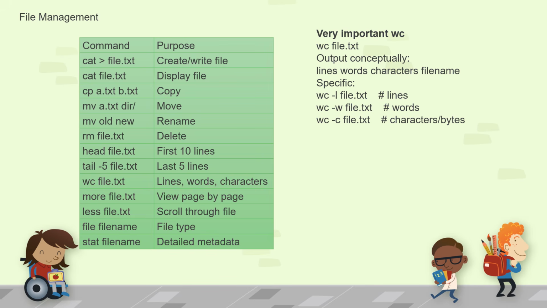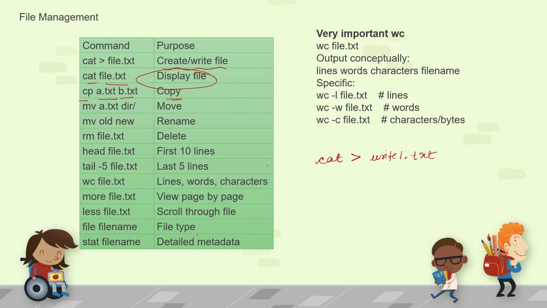Then comes file management. In file management, let's suppose you write cat > file1.txt. In this you are creating a file to write in. Similarly, if you write cat file.txt, it is used to display the file. cp filea.txt fileb.txt is used to copy a file from one to the other.